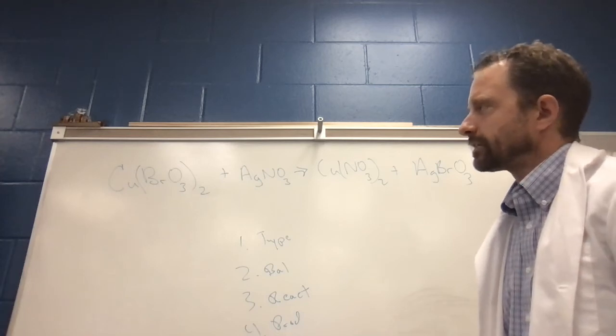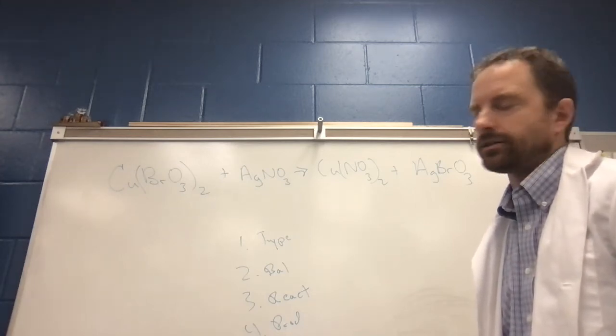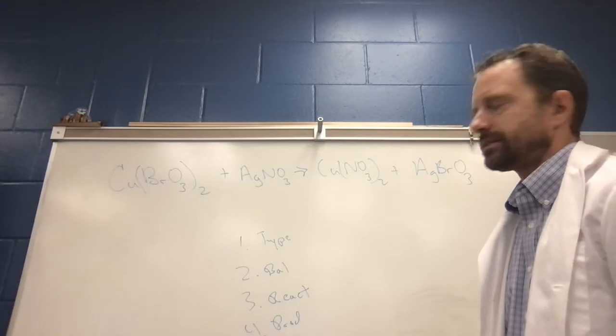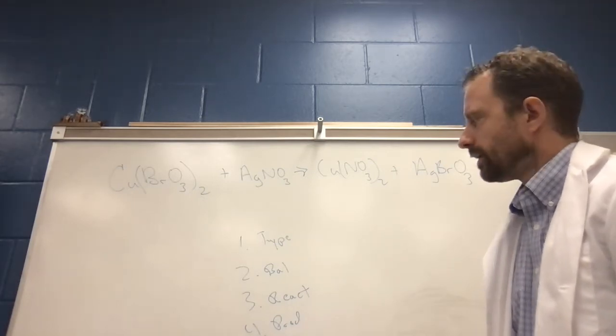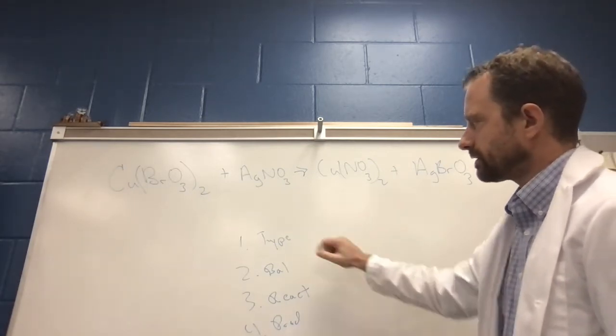So, a little test review kind of thing. Hopefully you're starting to get there on things. This one's for balancing and basic types, those kinds of things, right? So the four things we could do with a reaction like this would be type.